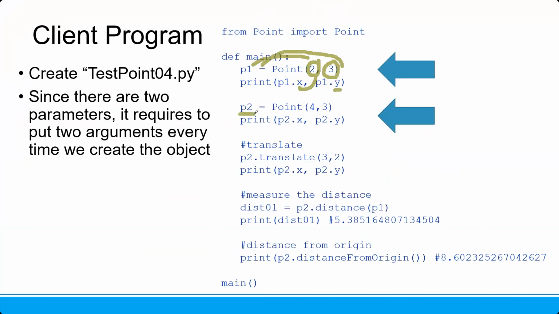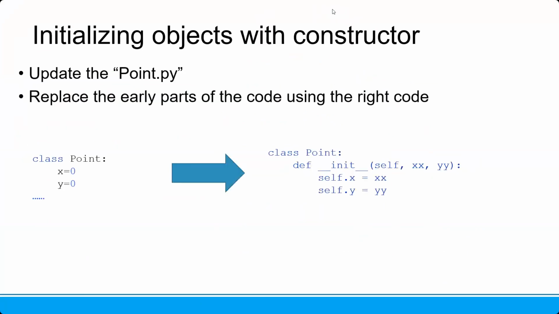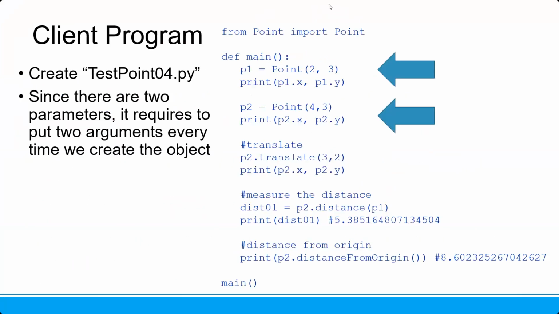So we want to create another object which is P2, with 4, 3. Then based on this code, the xx is equal to the variable x and the yy is equal to the variable y. Then we can see that 4 is the value of x of object P2 and 3 is the value of y in object P2. So object P1 and object P2 have different values of x.